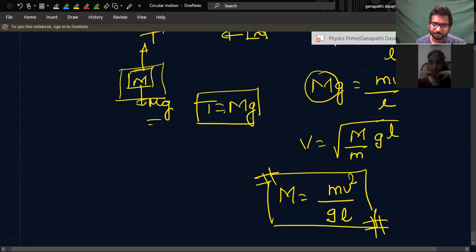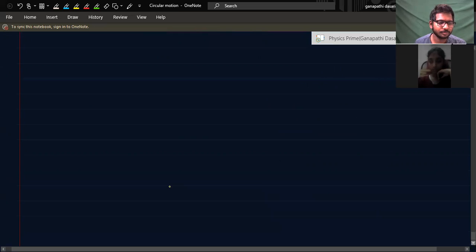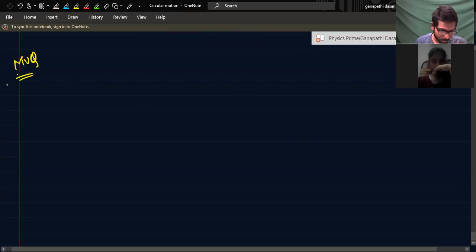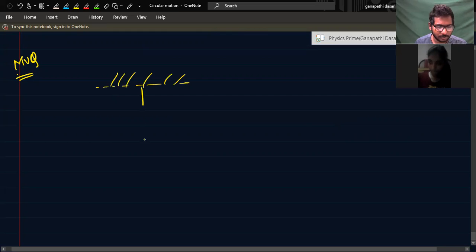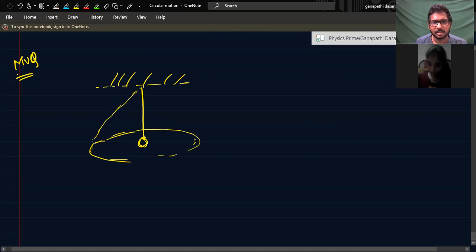Then another most valuable question, one of the most valuable questions: stable circular motion. There is a string and there is a ball, and the ball is rotated like this. This is circular motion. The length of the string is given, and omega is given, supposing it is rotating in a circular motion with omega.